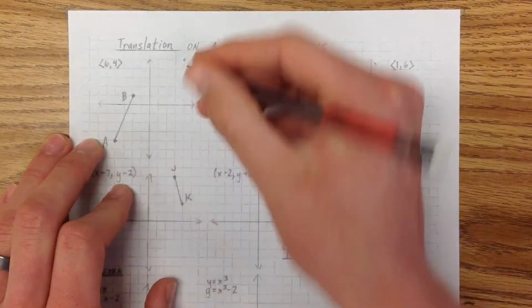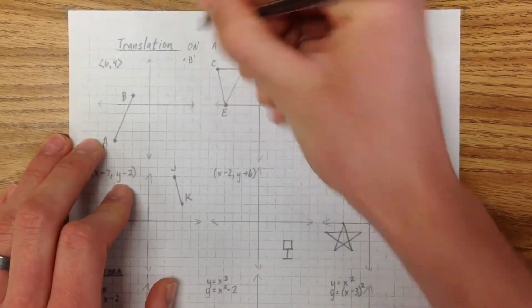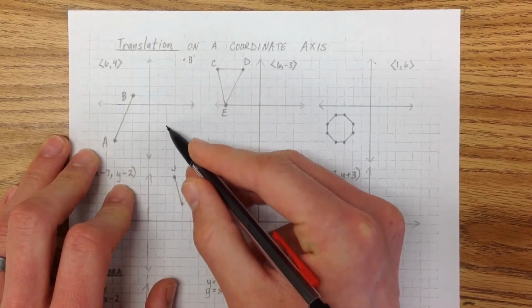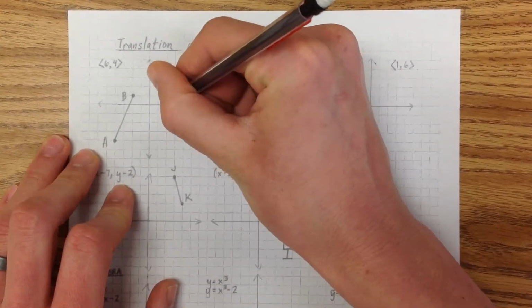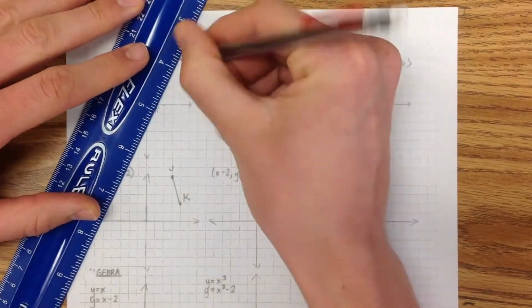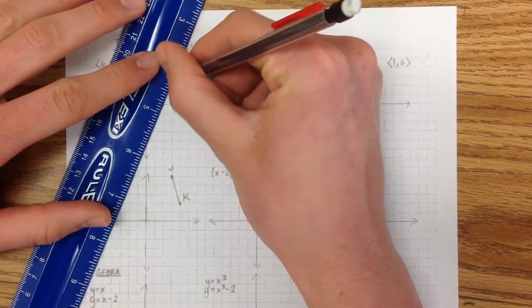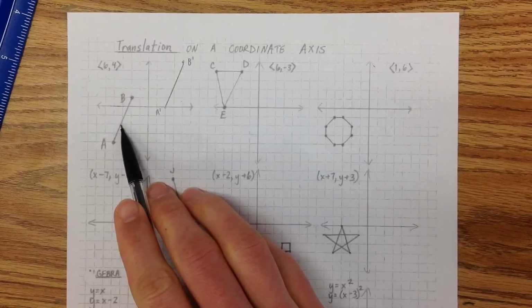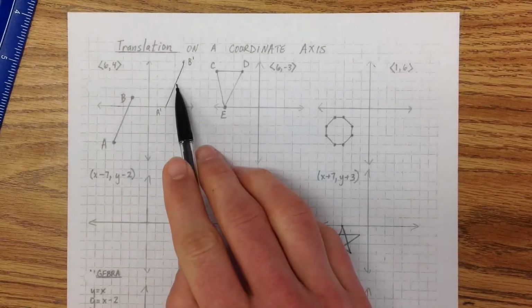This one, so that's B prime. A, do the same thing. 1, 2, 3, 4, 5, 6. 1, 2, 3, 4. A prime. Just to make this nice and neat, I'm going to use my ruler. That's that shape, vectored 6 right, 4 up.